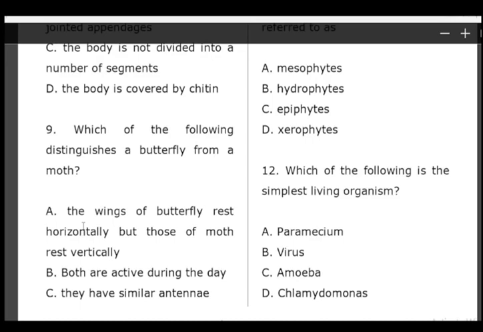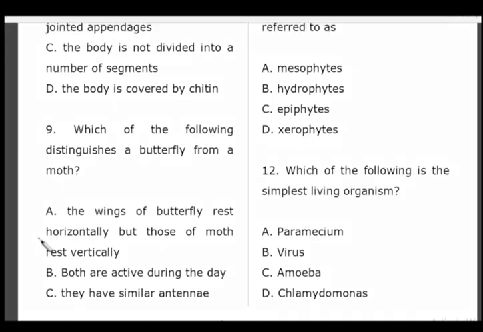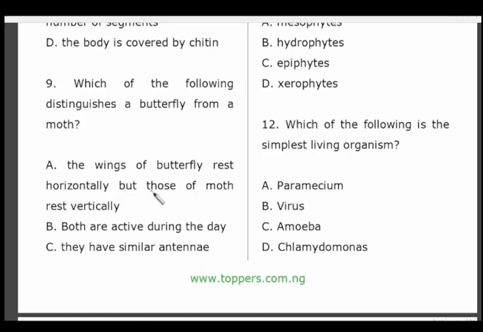The wings of the butterfly rest horizontally, but those of the moth rest vertically. Both of them are active during the day, so that is basically not a distinguishing feature. And that they have similar antennae is also not a distinguishing feature, because we need to look at the differences when we talk about distinguishing factors. The option D says the abdomen of moth is fatter than that of the butterfly. That is not necessarily true or correct. So the feature that differentiates between a butterfly and a moth is the positioning of their wings. That is the answer to question 9. So question 9 there, option A.